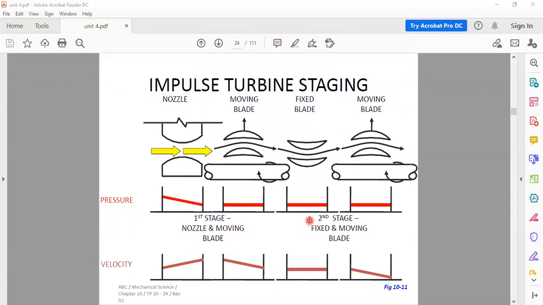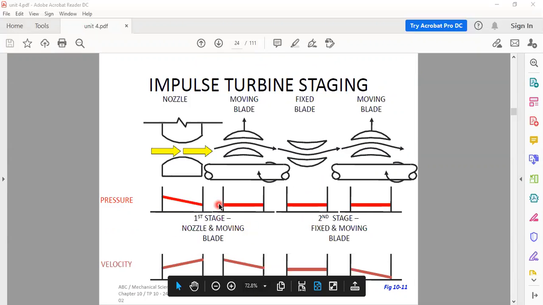Now this diagram shows impulse turbine staging. So first we have the nozzle, moving blade, then fixed blade against moving blade. This is the nozzle and moving blade, this is the first stage. Fixed blade and moving blade, this is the second stage.